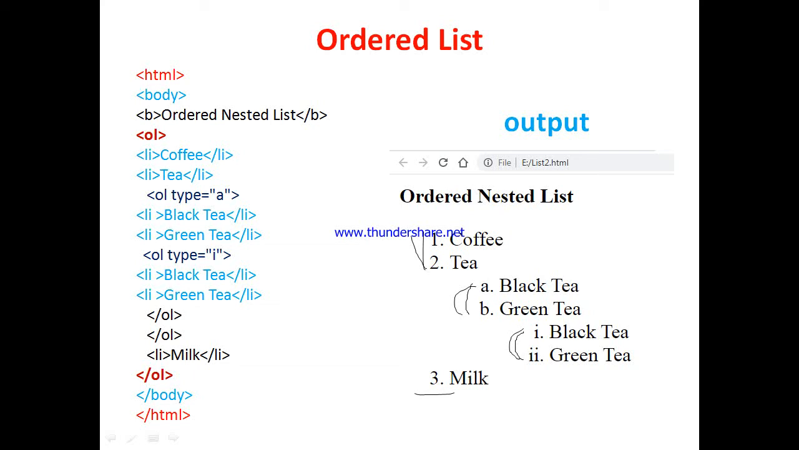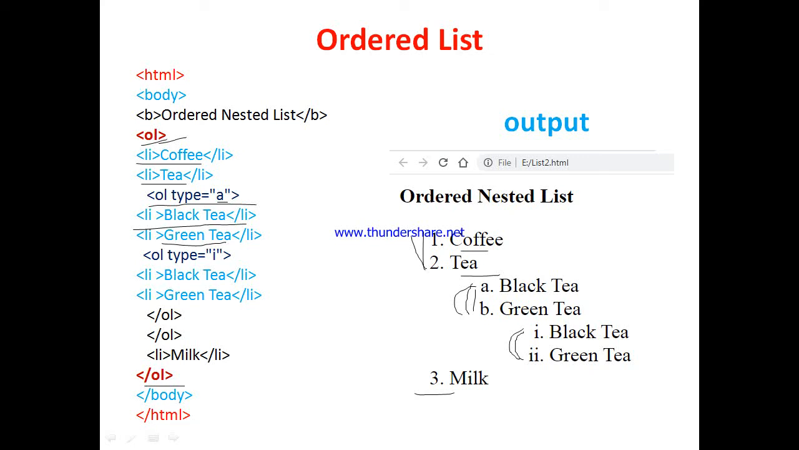Now here I have defined the OL tag. This is the main OL tag. Inside this OL tag I have defined the first 2 items, coffee and tea, with the li tag. By default the numbering is 1, 2, so I have not defined any type attribute here. Now here again A and B numbering is there, so I have defined the sub OL tag and given the value type A, so that the numbering will be like A, B, C, D. Here I have defined 2 items, black tea and green tea, using the list tag.